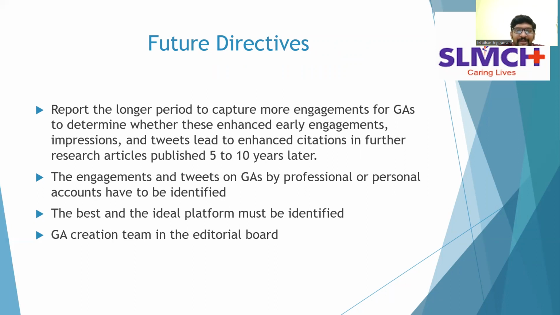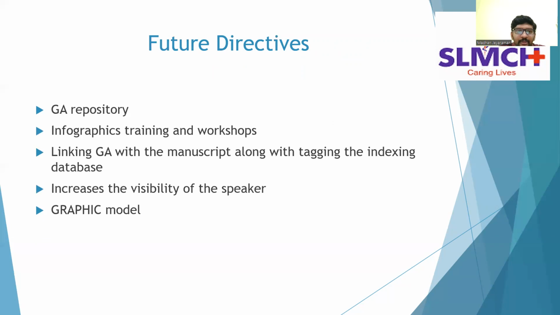The third one is that the ideal and best platform for producing graphical abstracts has to be identified. As of now, only Twitter is doing very well. A GA creation team has to be created among the editorial board, and a graphical abstract repository has to be kept in the journal itself. Infographic training and workshops have to be undertaken by potential researchers and reviewers for creating GAs, and linking the graphical abstract with the manuscript along with tagging and proper indexing in databases, that is PubMed Central, Scopus, and so on.